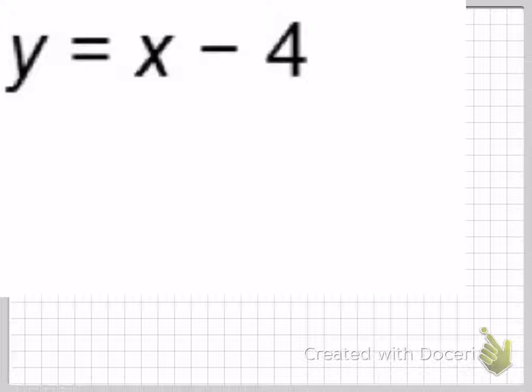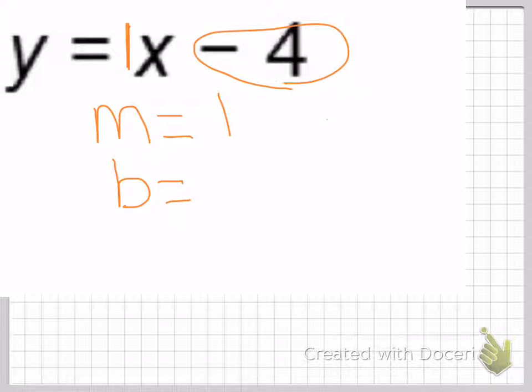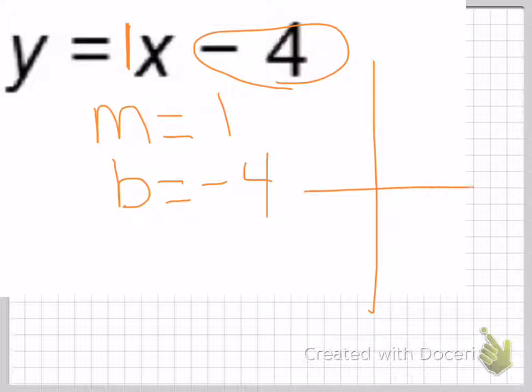Okay, y equals x minus 4. So what is your slope? Good, your slope is 1. Don't forget we can put a 1 there. And what is your y-intercept? It's negative 4. Don't forget to take the negative sign with it. So if I were to graph this, I would start at negative 4, because that's my y-intercept, up 1, right 1. And there's my line.